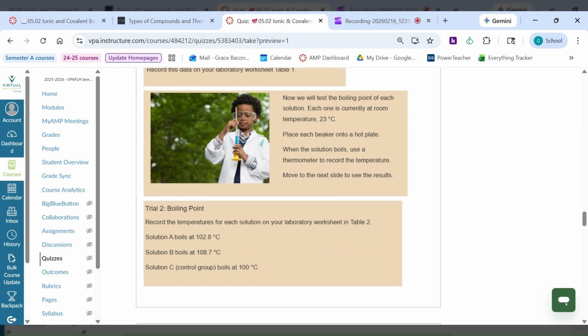Then we will test the boiling point of each solution. Each one is currently at room temperature, 23 degrees Celsius. Place each beaker onto a hot plate. When the solution boils, use a thermometer to record the temperature. So that's what we did.